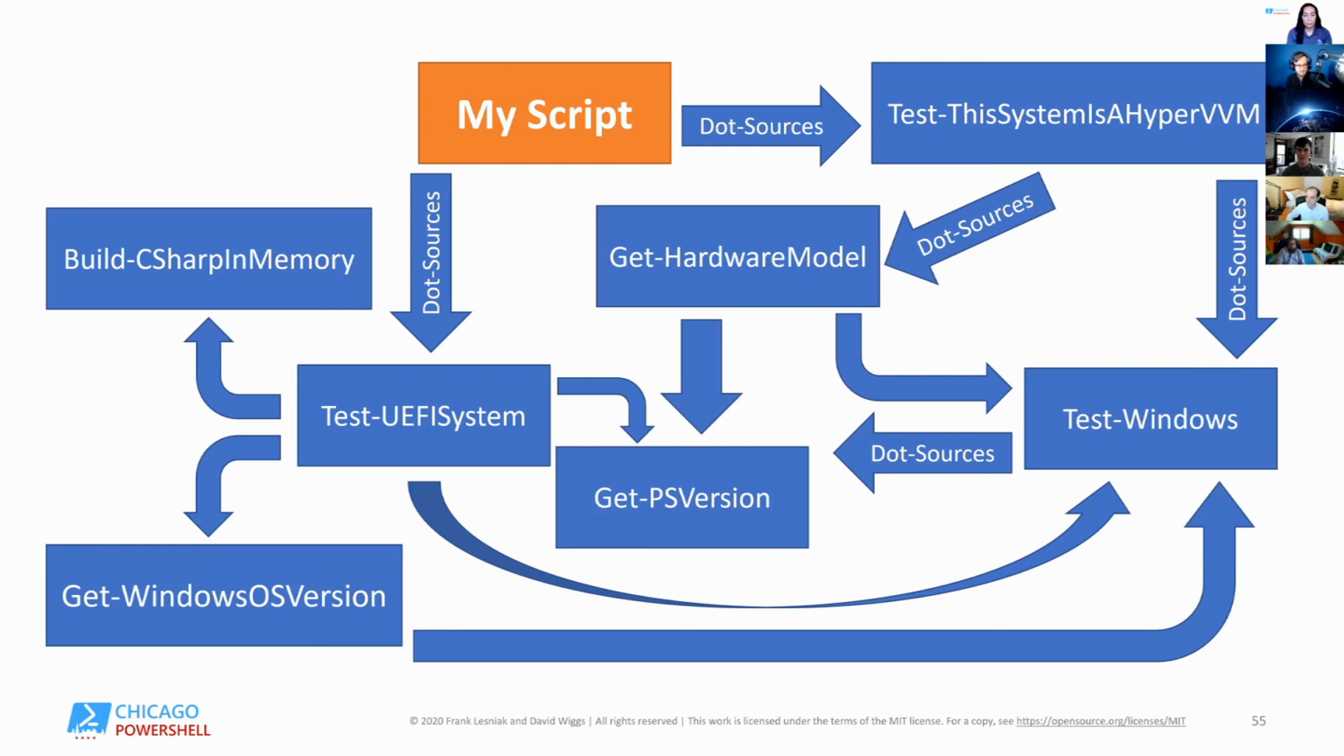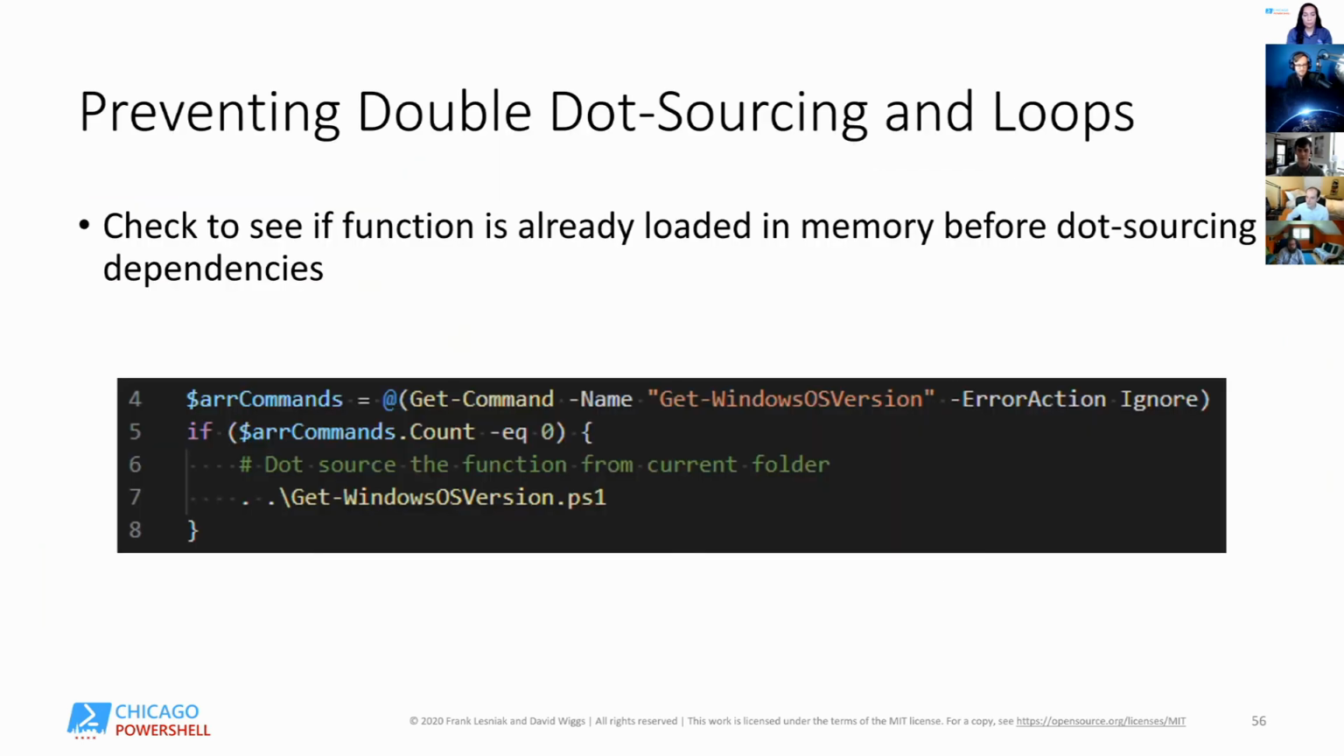So what do we do about this? Well, there are some techniques to prevent double dot sourcing and even, worst case, loops of dot sourcing. We certainly don't want to do that. So one way you can do that is to check to see if your function is already loaded in memory. And you can see that in this code here. I'm using the Get-Command cmdlet, and I'm looking to see if my Get-WindowsOSVersion command is already defined.